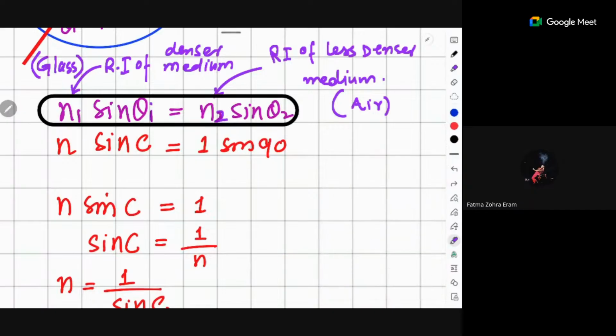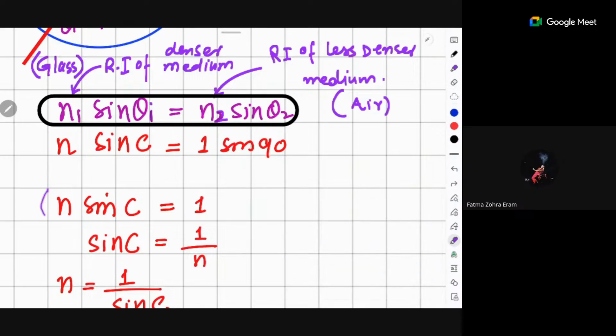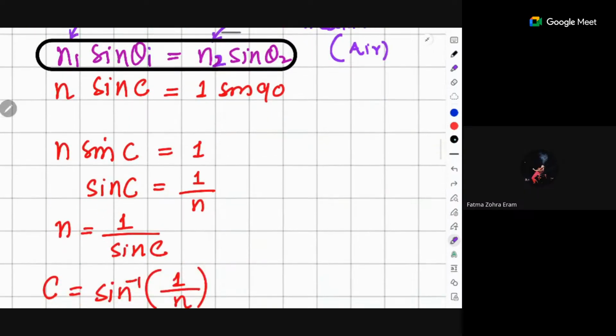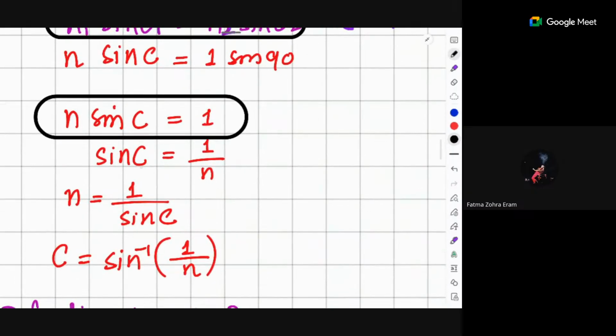Sine 90 is 1. So when sine 90 is 1, you can just replace it here. At this step, n sine c is equal to 1. When this step is clear to you, n sine c equals 1, then you will be very clear about the critical angle. That is, sine c is equal to 1 upon n. And from here, n is equal to 1 upon sine c.